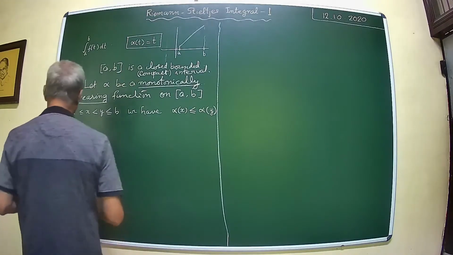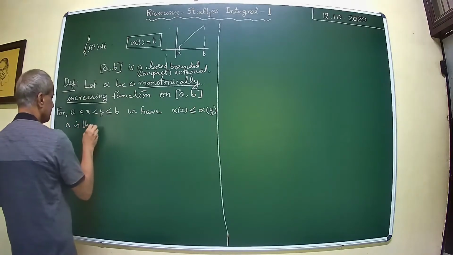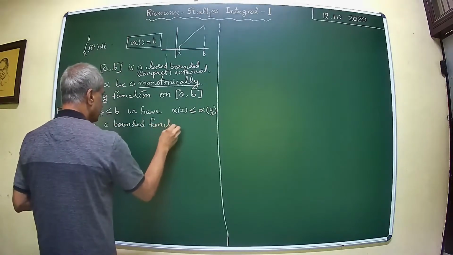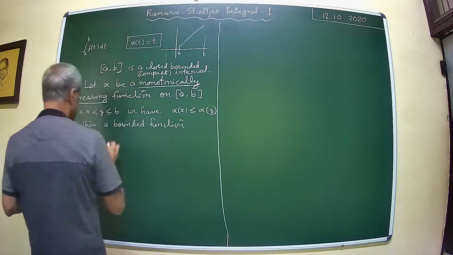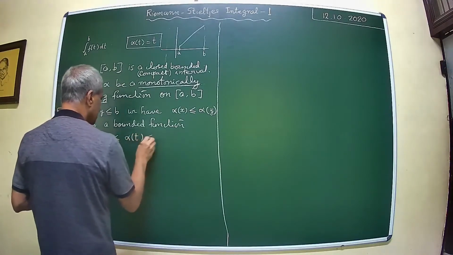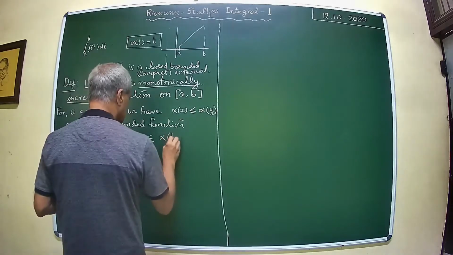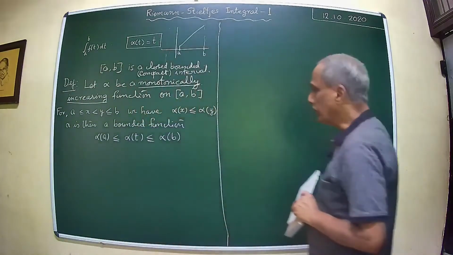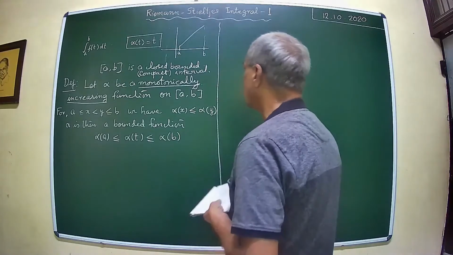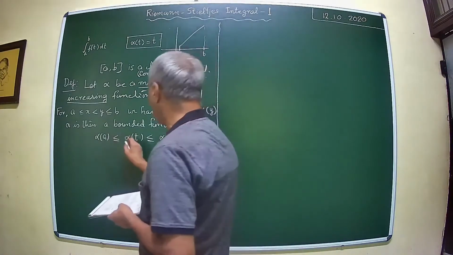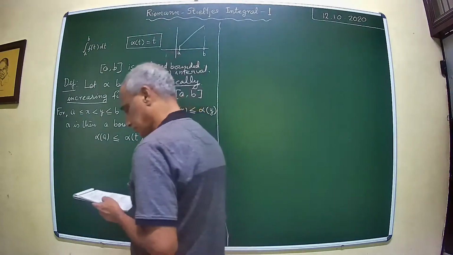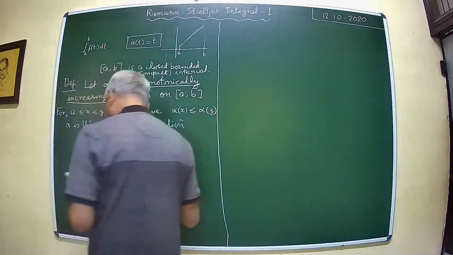So alpha is a bounded function. We are not assuming continuity, we are just taking alpha to be a monotone function on the interval [a, b]. Therefore, it's a bounded function, it is bounded below by alpha(a), and it is bounded above by alpha(b). So alpha is defined on [a, b].